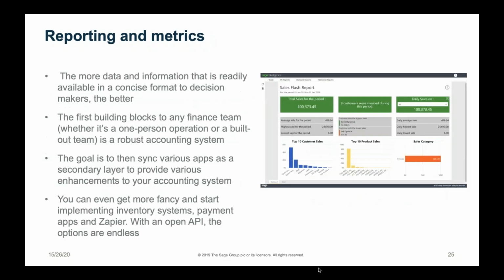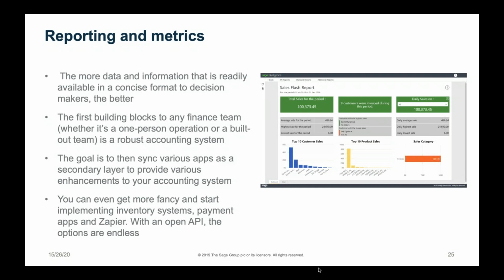Next is looking at reporting and metrics. The more data and information that's readily available in a concise format to decision makers like yourself, the better. It goes without saying that understanding where your business is at and where it's going can provide you with the transparency required to make quick and sometimes difficult decisions. In most cases, the more information that is readily available in a concise format to decision makers, the better.